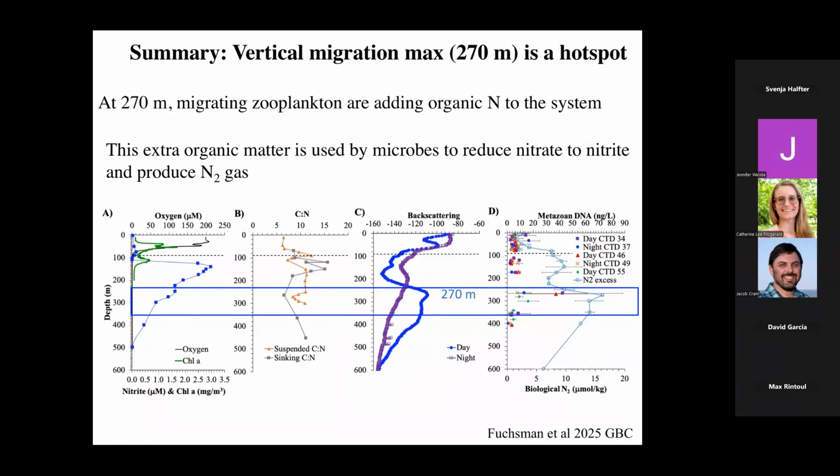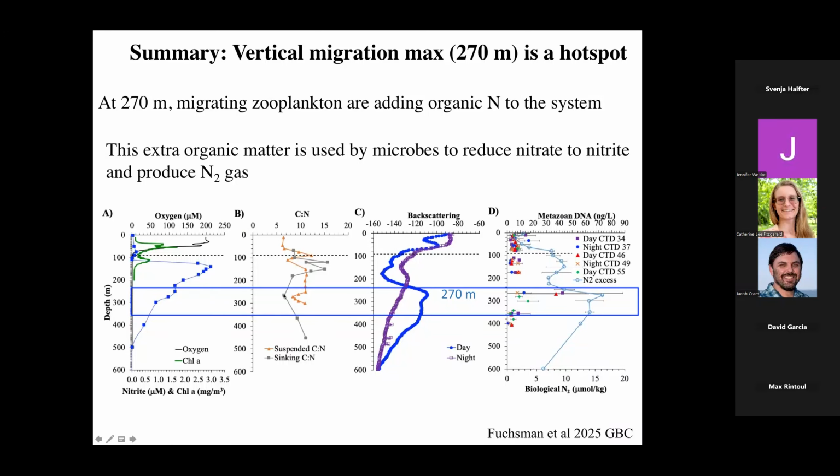Okay, so in summary, the vertical migration maximum of 270 meters is a hot spot. At 270 meters, migrating zooplankton add organic nitrogen to the system. And this organic matter is used by microbes to reduce nitrate to nitrite and produce N2 gas. So here, once again, we've got our backscattering. Now it's blue with a peak at 270 meters. So that's the zooplankton. They're adding nitrogen.